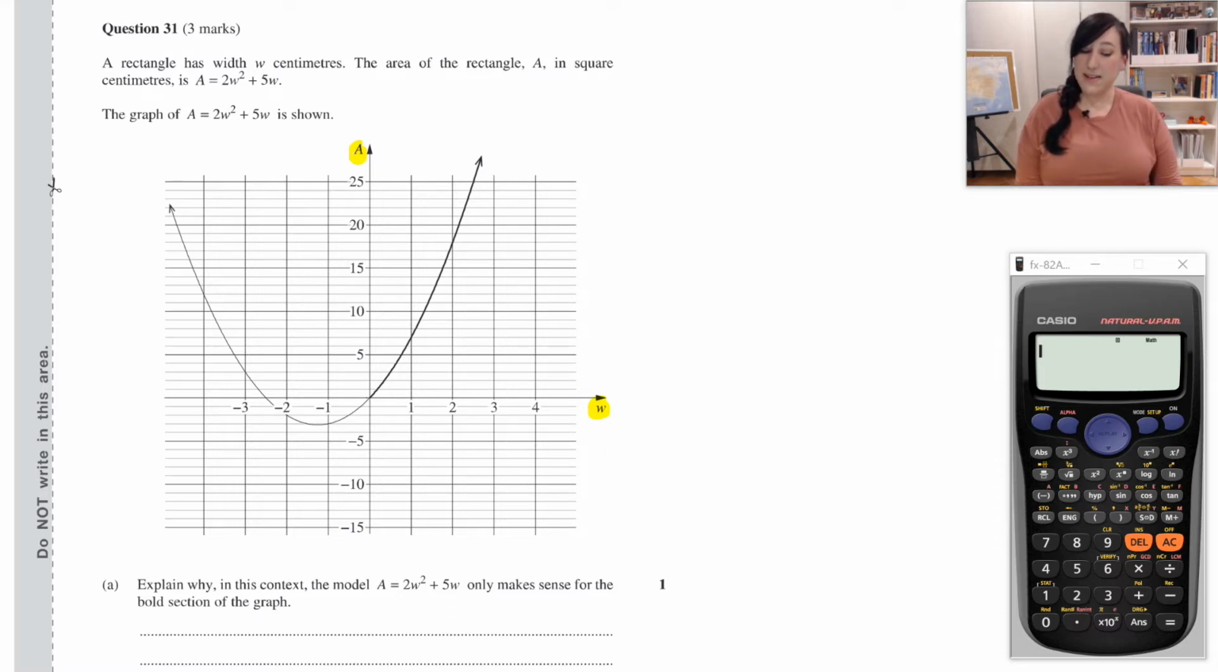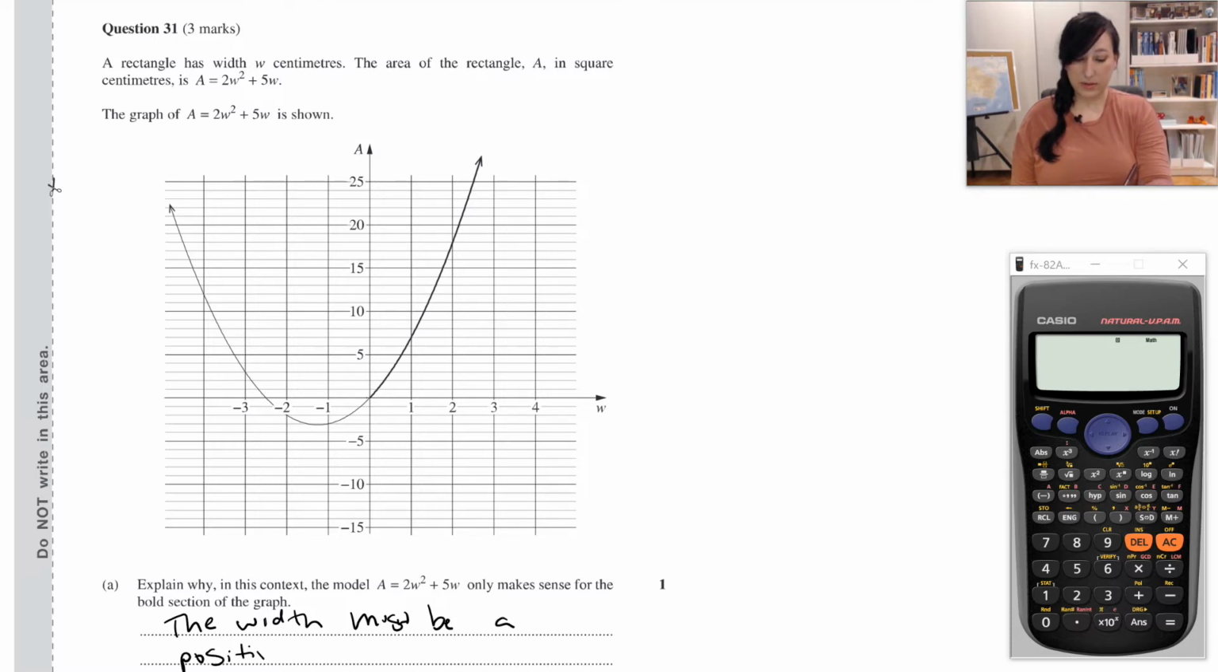Now, since W is the width of the rectangle, it would only make sense to consider positive values for W, and that's why we see the bolded area of the graph is where W is positive, and that's the only part of the graph we're going to consider as valid for this model. So we'll write the width must be a positive number.